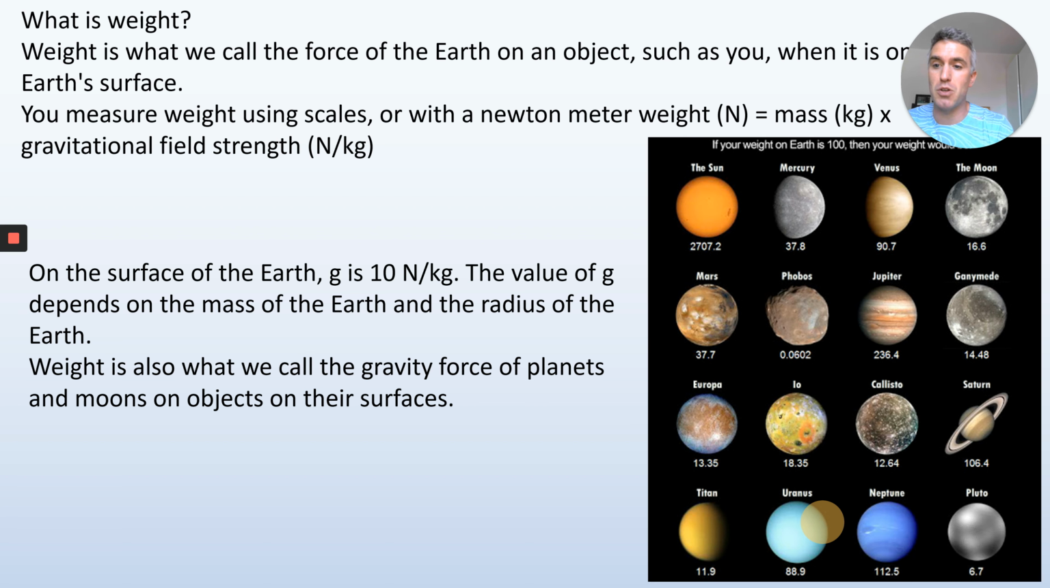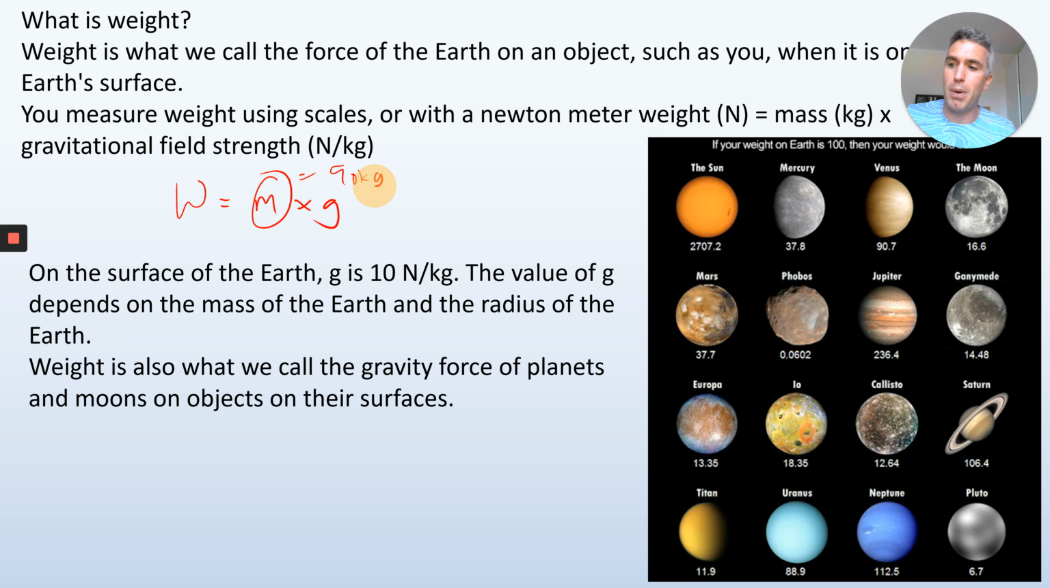And you can work that out using this equation. It is mass multiplied by the gravitational field strength. So your weight, W, is equal to mass times the gravitational field strength. You can work that out using a scale. So if you get on the scales, get your mass in kilograms. So if you're me, quite a lot, 90 kilograms.